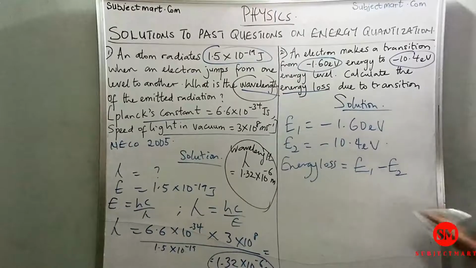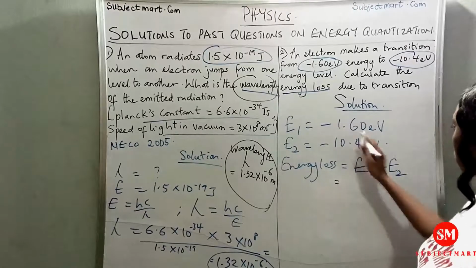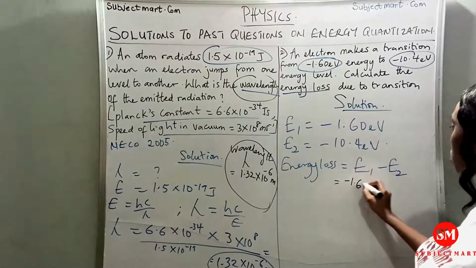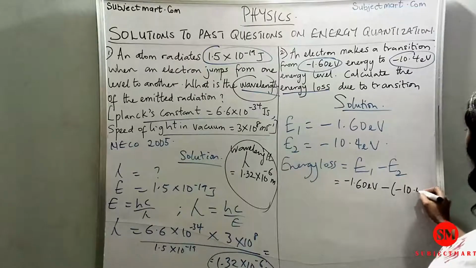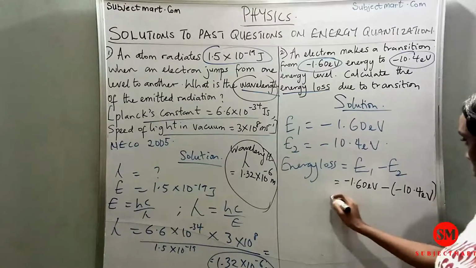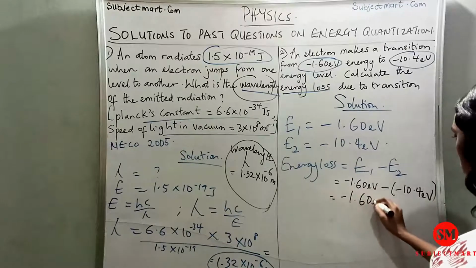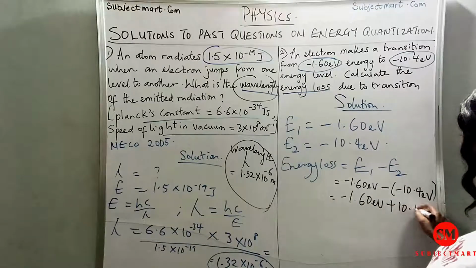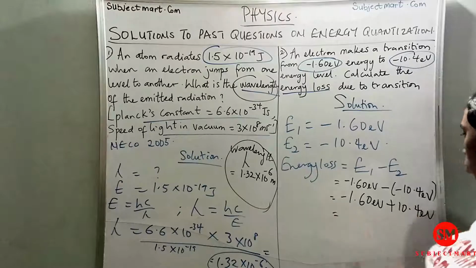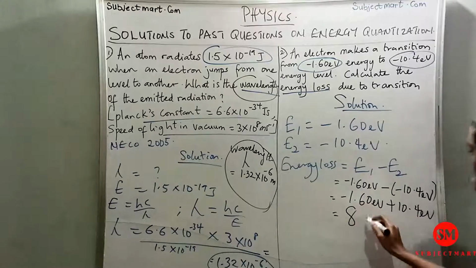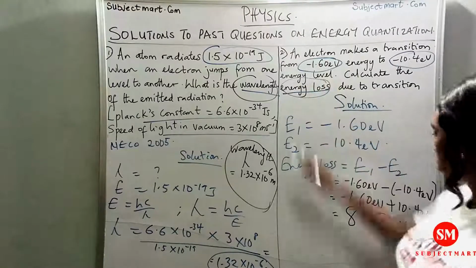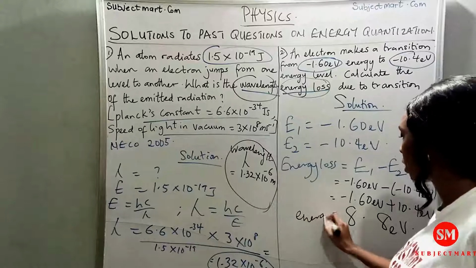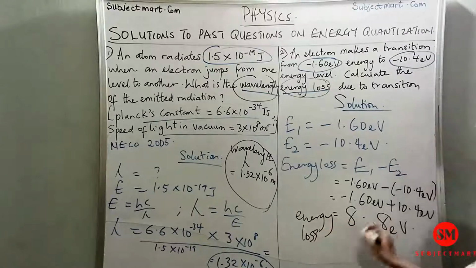And that will give us minus 1.60 eV minus minus 10.4 eV. So this is minus 1.60 eV plus 10.4 electron volts. And this will be equal to 8.8 electron volts. So the energy loss is equal to 8.8 electron volts.